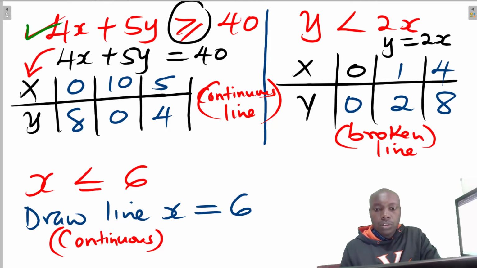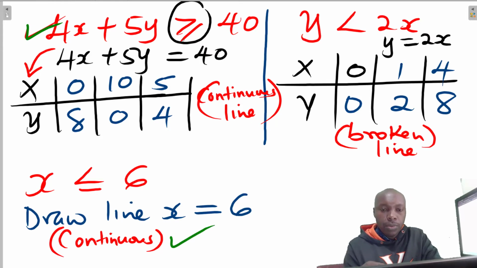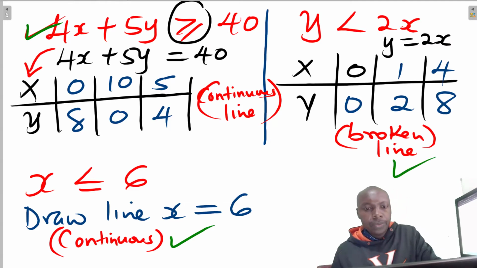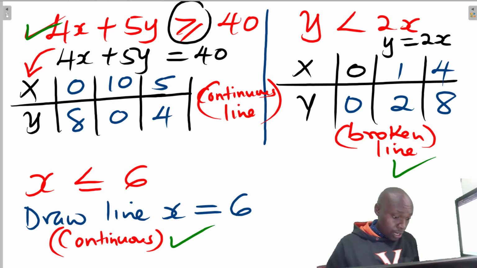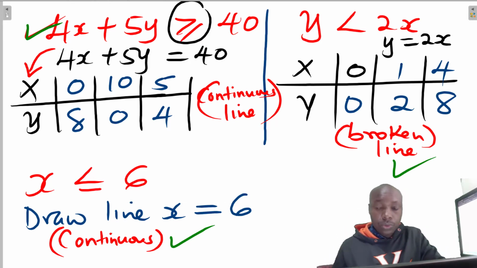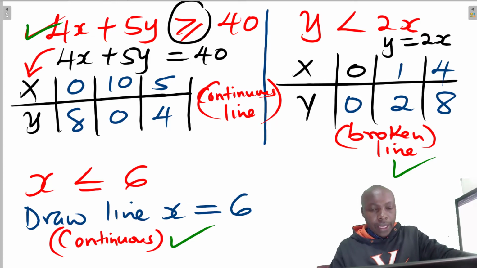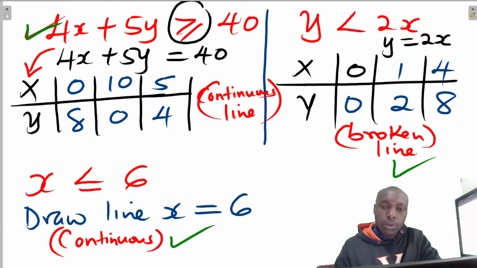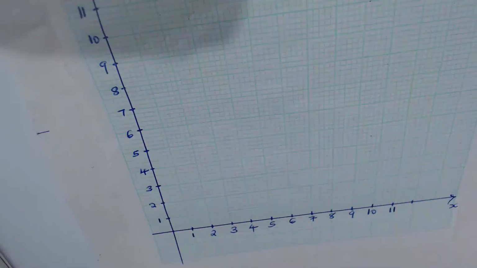This one will be a continuous line, because the inequality sign has an equal sign, and this one, the inequality sign doesn't have the equal sign, just less than 2x. This one will be a broken line. So let's go now directly to how we are supposed to plot the points and draw the lines and show the inequalities and shade the unwanted sides.